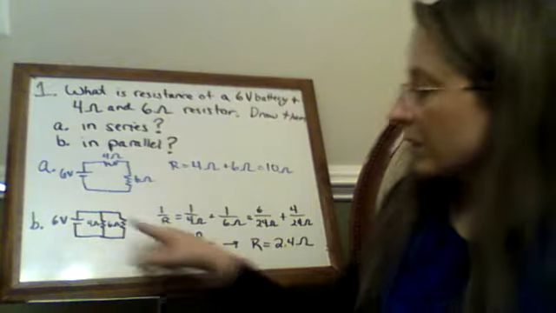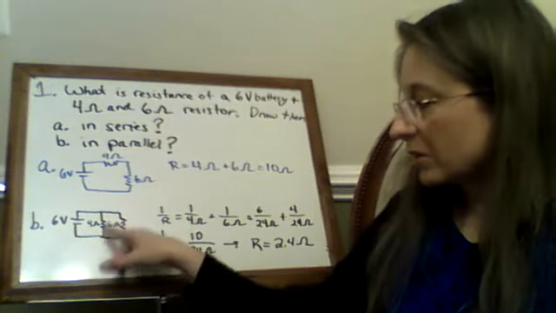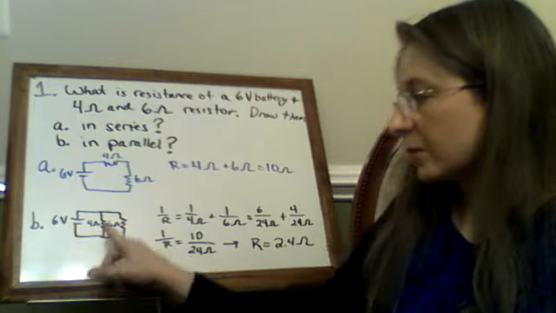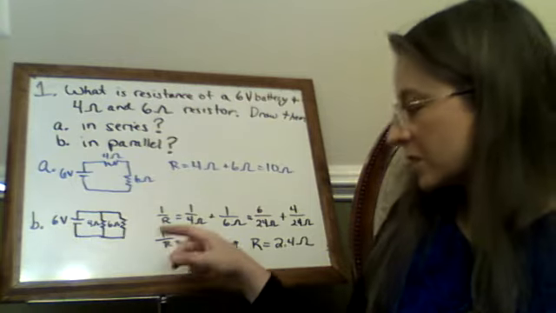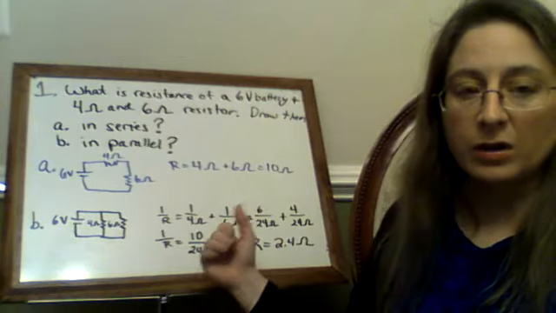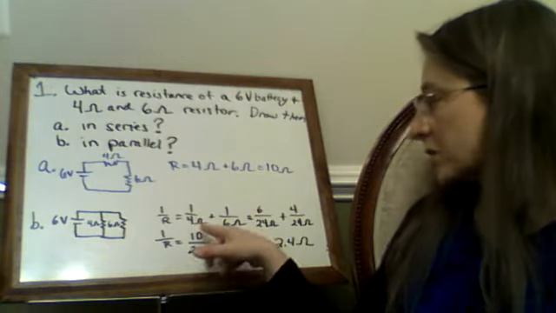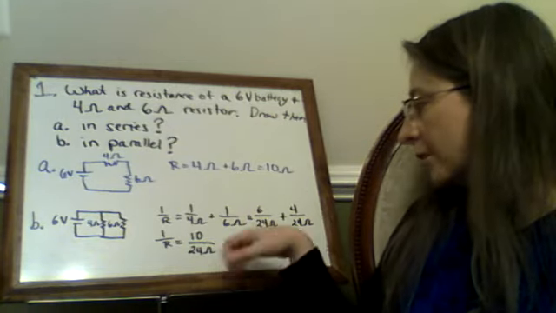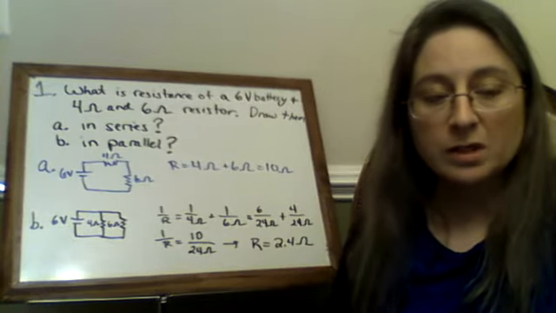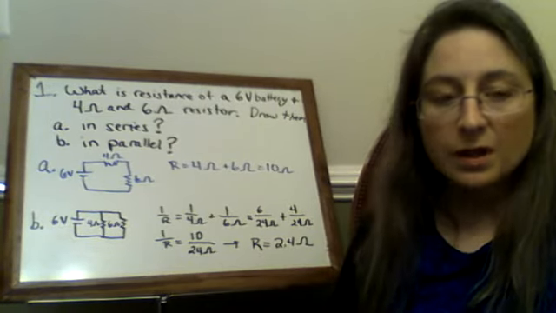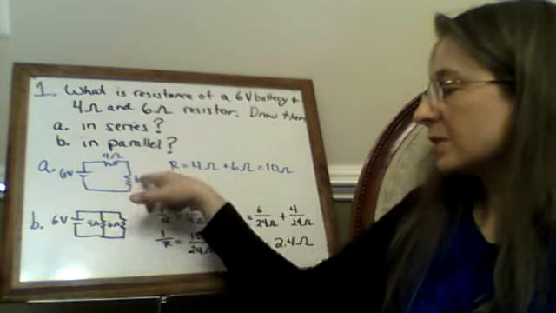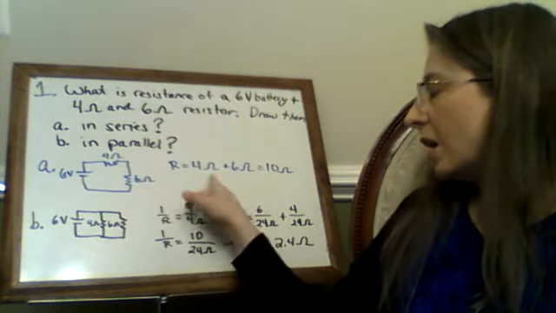With a parallel circuit, we draw them so that the electrons would be able to use either pathway. So we have our 6 volt battery and a 4 and a 6 ohm resistor. Then we use our equation 1 over R equals 1 over the resistors. Then I found a common denominator, and then I solved for R, and I found the total resistance to be 2.4 ohms.